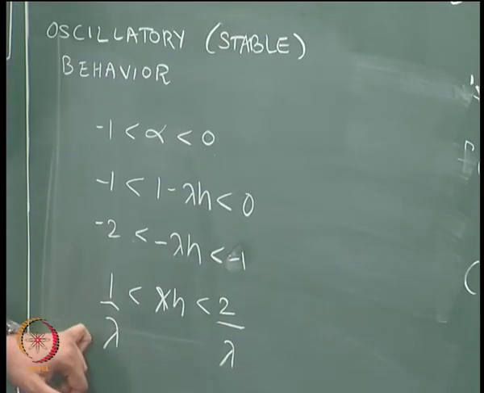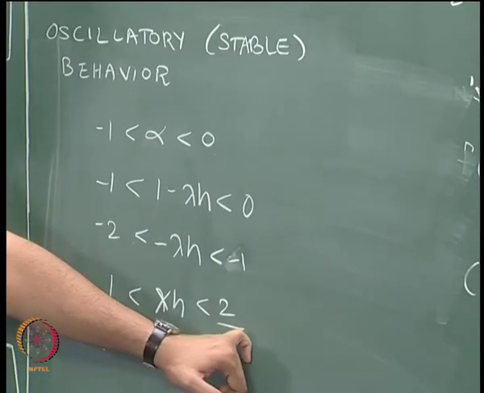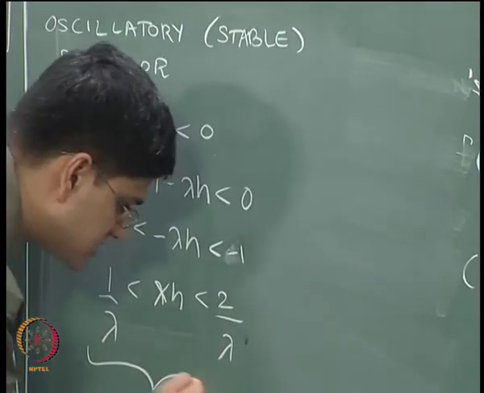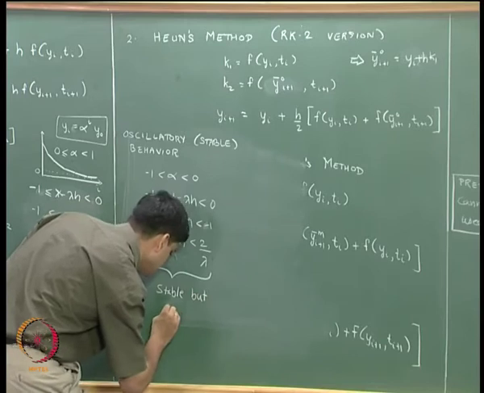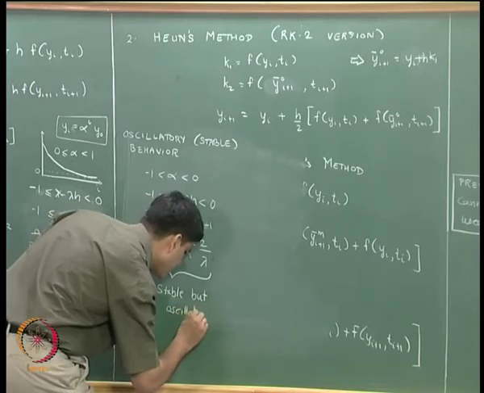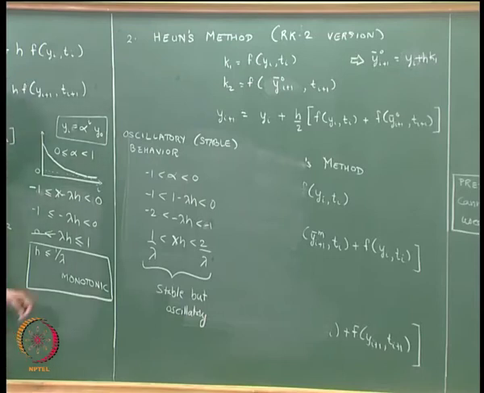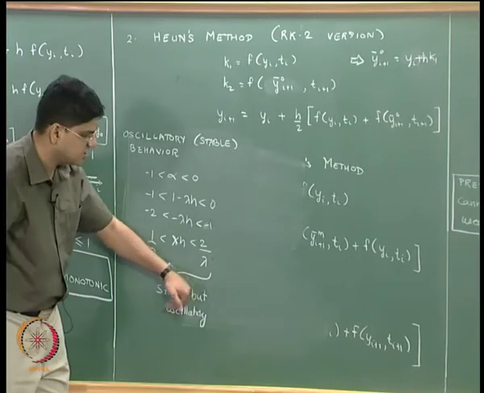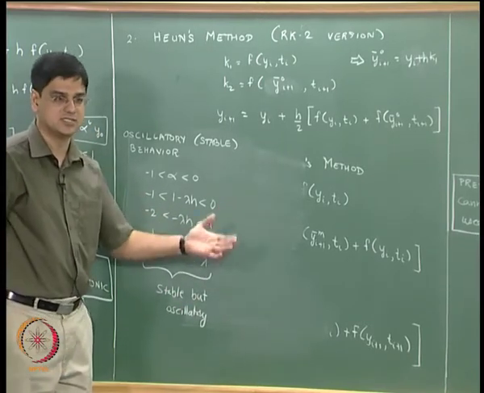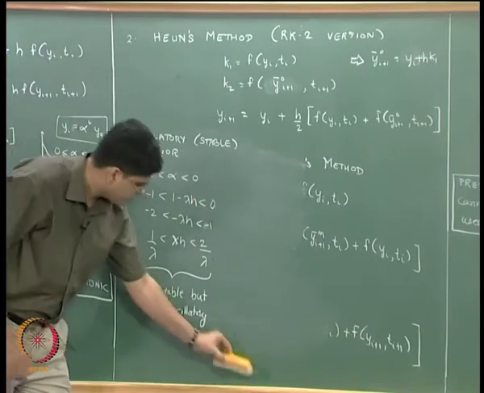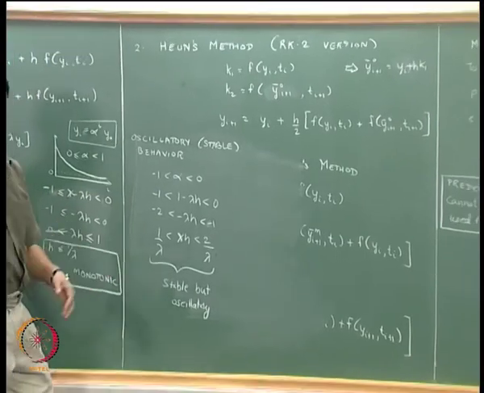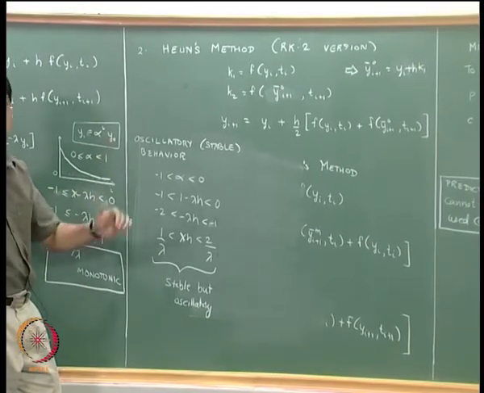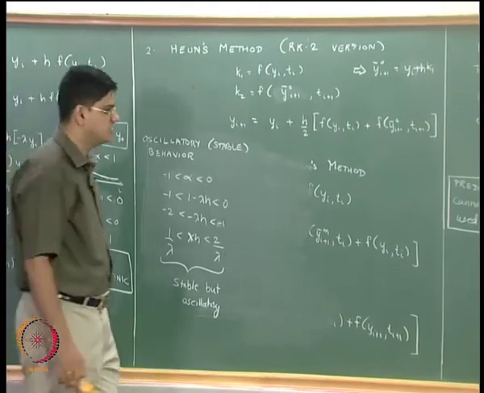So, if h is between 1 over lambda and 2 over lambda, we will get the system to be stable but oscillatory. If h is negative, we will get the system to be unstable. If h is greater than 2 by lambda, we will get the system to be unstable again. In addition to the system being unstable, we will also see oscillations. So, the system is both oscillatory and unstable.